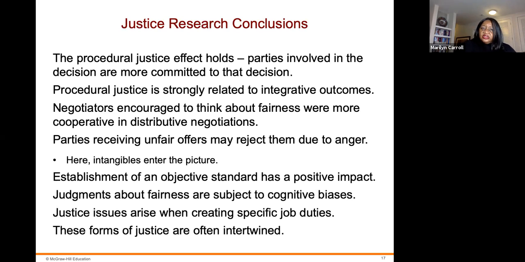So the justice research conclusions are: the procedural justice effect holds, that parties involved in the decision are more committed to the decision. Procedural justice is strongly related to integrative outcomes, and negotiators are encouraged to think about fairness. We're more cooperative in distributive negotiations. Also, parties receiving unfair offers may reject them due to anger. Here, intangibles enter the picture. Establishment of an objective standard has a positive impact. Judgments about fairness are subject to cognitive biases. Justice issues arise when creating specific job duties, and these forms of justice are often intertwined.